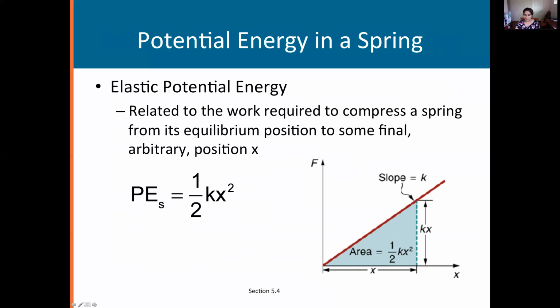So that means 1/2. The base is x, and the height is the force. By Hooke's law, this is negative kx. So negative kx times x is going to give me negative kx squared. The negative sign is not important here. If we just take the magnitude of this, then the area is equal to half kx squared. So the negative sign just tells you which way the force is applied.